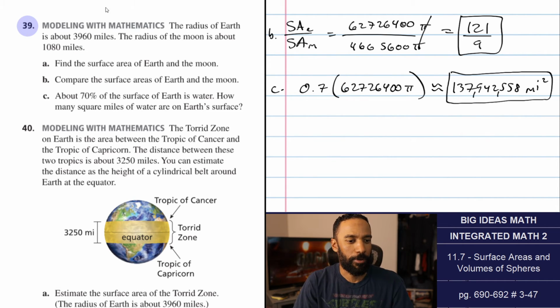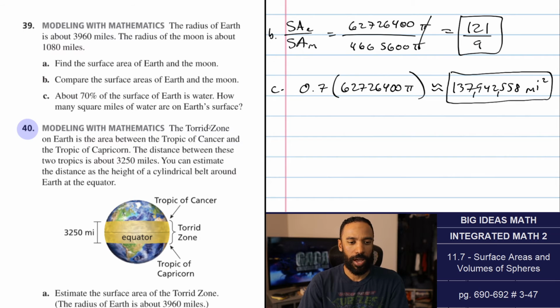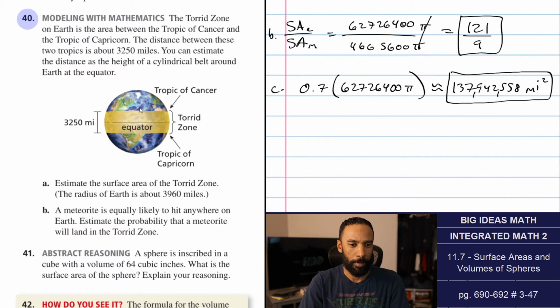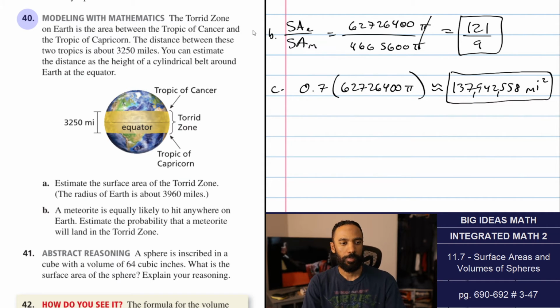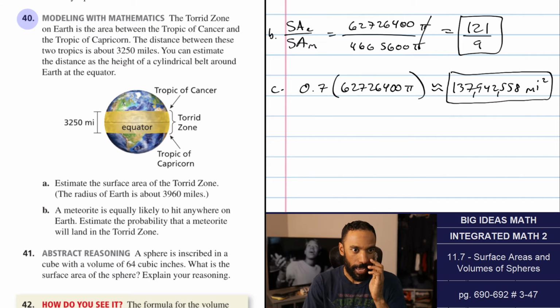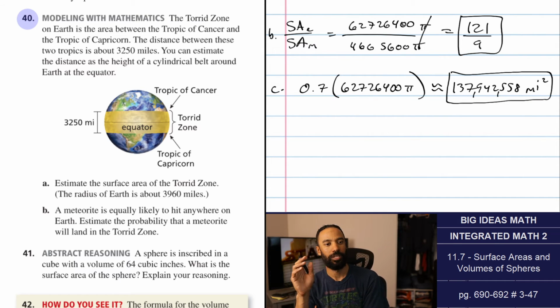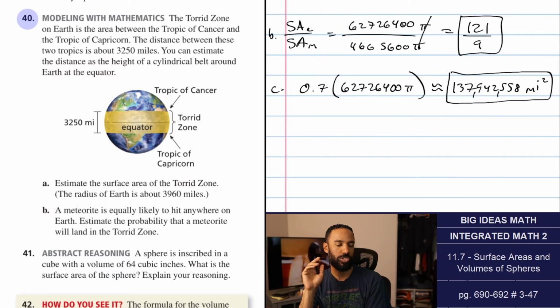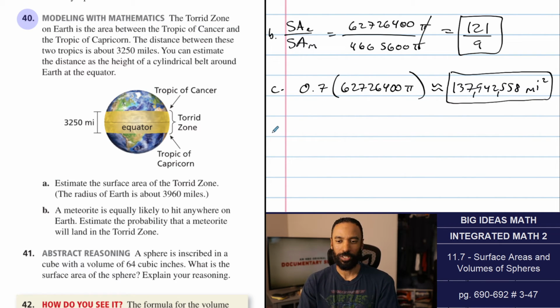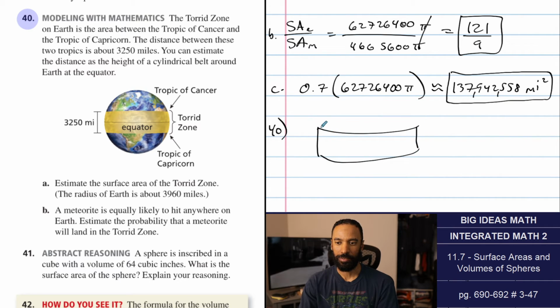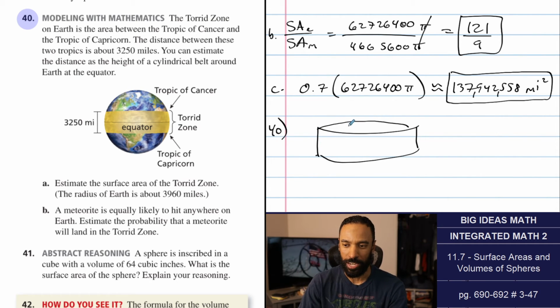All right, number 40. The torrid zone on Earth is the area between the Tropic of Cancer and Tropic of Capricorn. Tropic of Cancer is a line above the equator, Tropic of Capricorn down here. The distance between these two tropics is about 3250 miles. You can estimate the distance as the height of a cylindrical belt around Earth at the equator. Estimate the surface area of the torrid zone. The radius of Earth is 3960 miles. Well, it's not truly a cylinder, because a cylinder is kind of flat, but the Earth bulges. They did say estimate, so estimate I suppose we will.